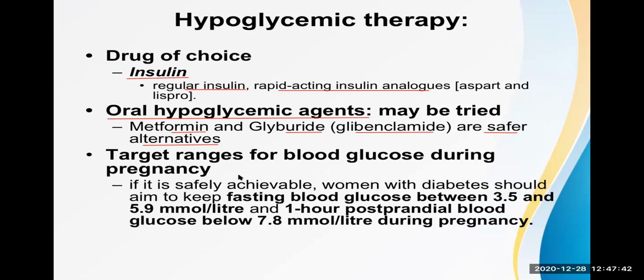Now, what are the target ranges for blood glucose during pregnancy? So see that. If it is safely achievable, women with diabetes should aim to keep fasting blood glucose between 3.5 and 5.9 millimole per liter, and 1 hour postprandial blood glucose should be below 7.8 millimole per liter during pregnancy. So this is the target range.